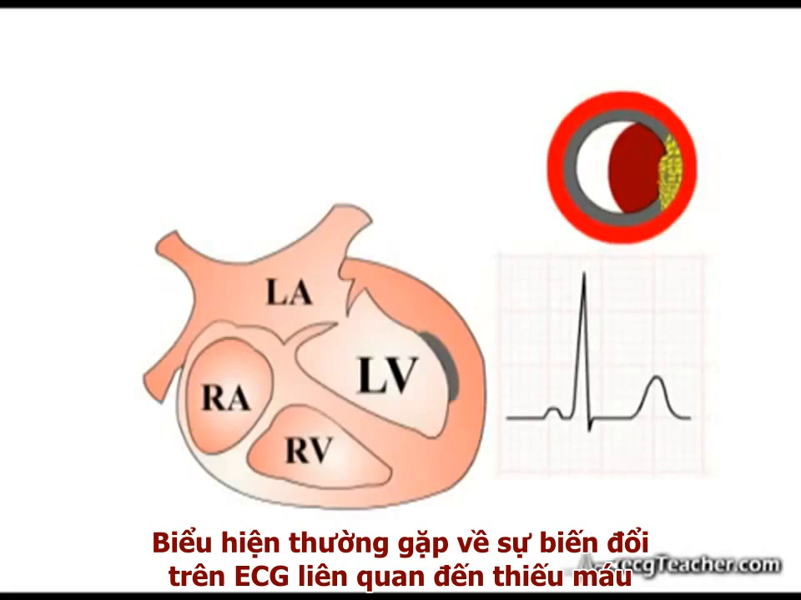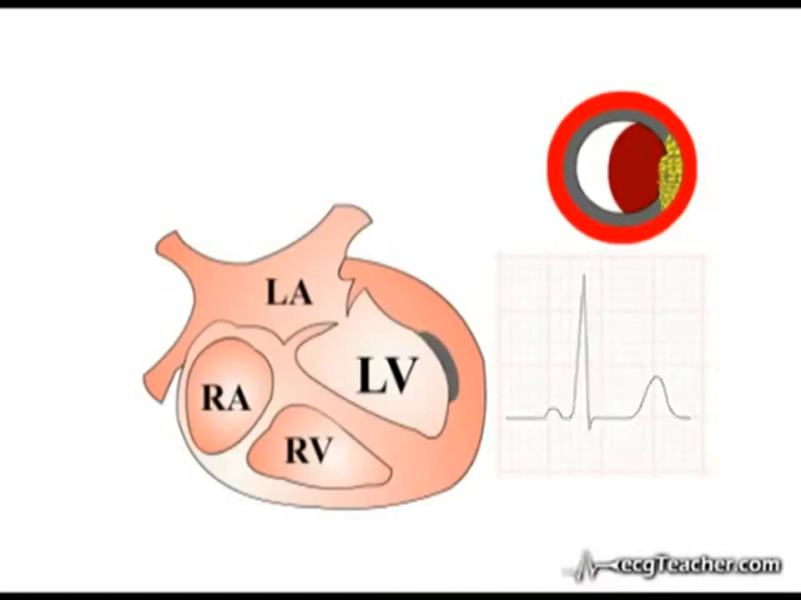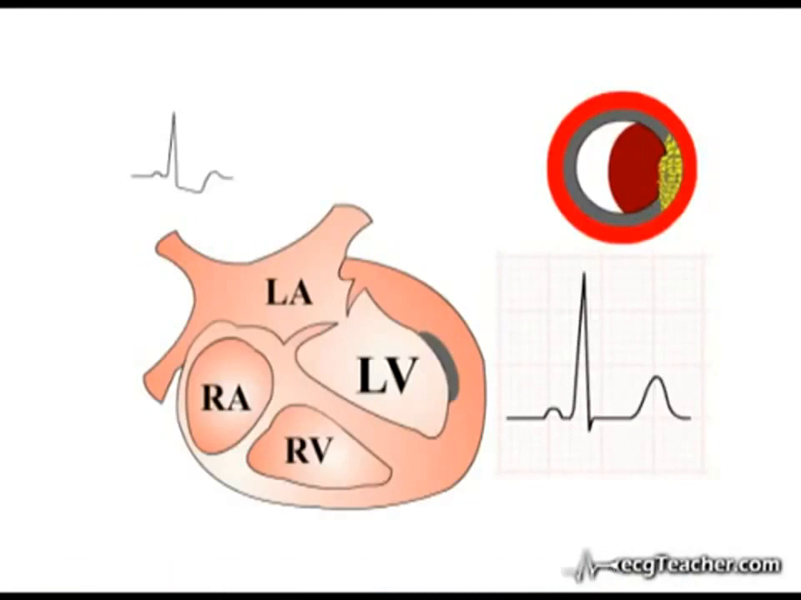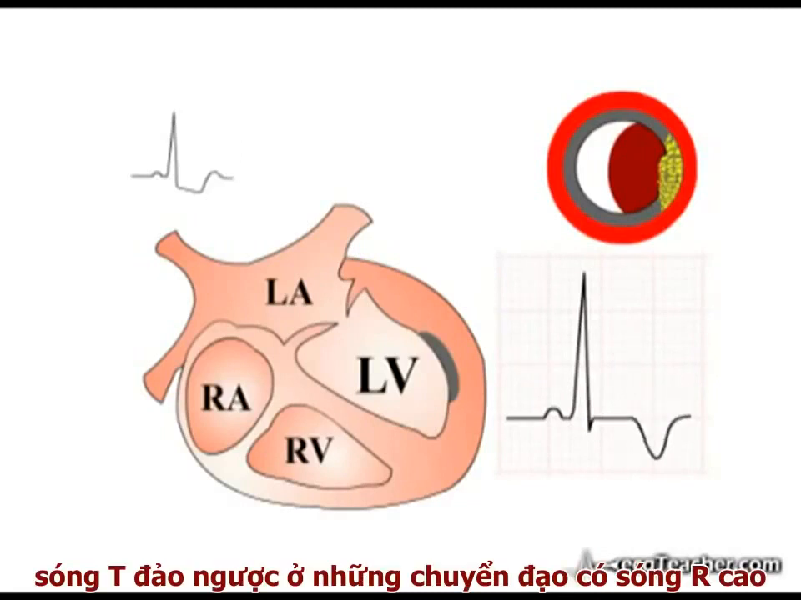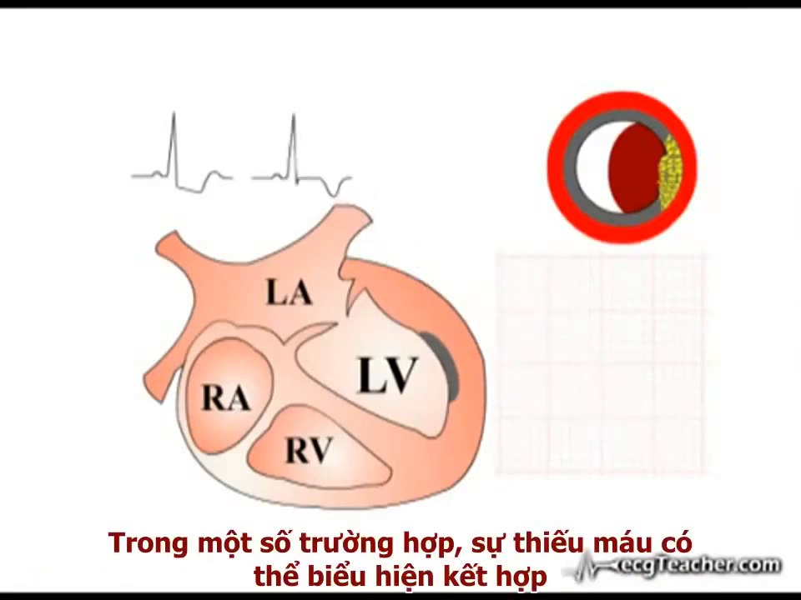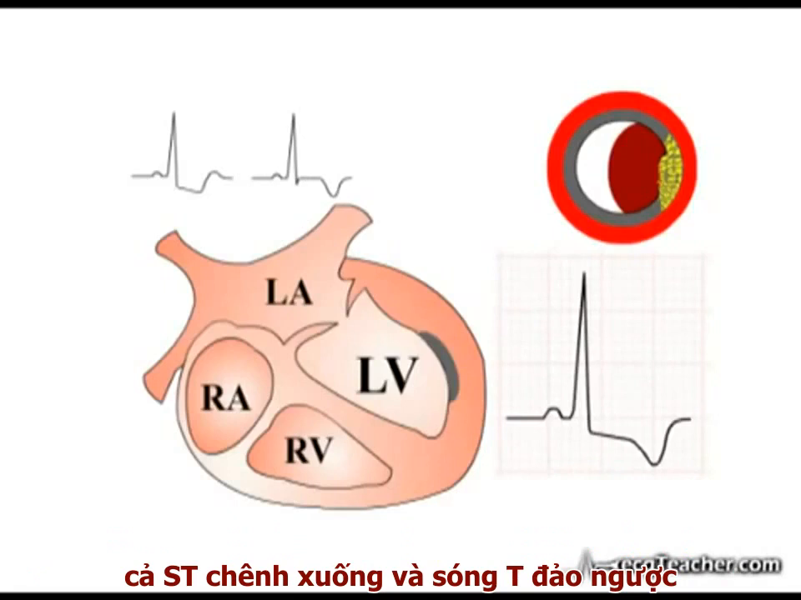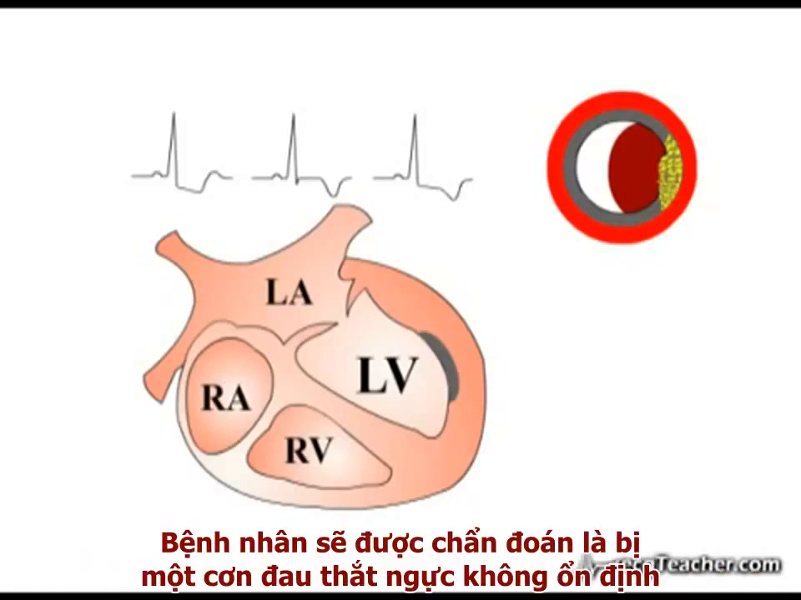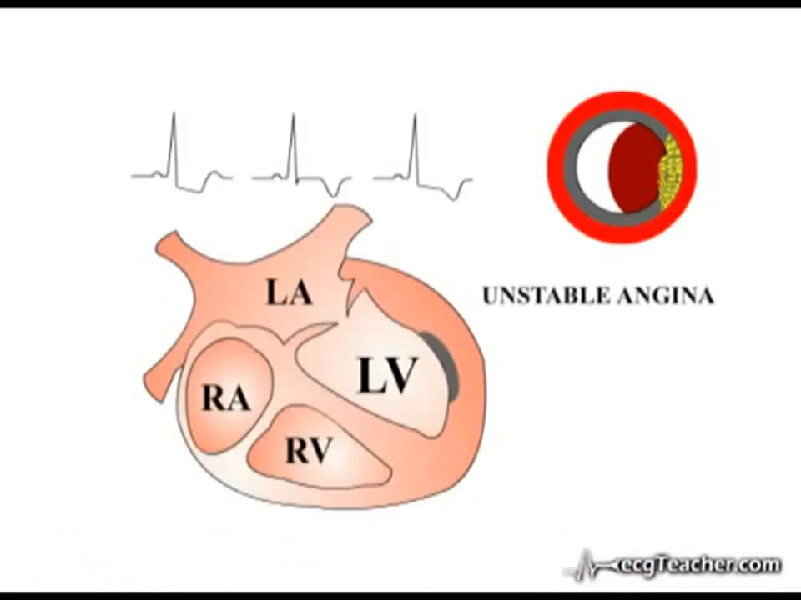However, the classical ECG abnormalities associated with ischemia are depression of the ST segment below the isoelectric line, this is the most common finding, or, as illustrated here, inversion of T waves in leads with dominant R waves, loss of concordance. On occasion, ischemia manifests as a combination of both ST segment depression and T wave inversion. If such an episode of partial occlusion resolves with no infarct developing in the ischemic area, the patient is said to have suffered an episode of unstable angina.